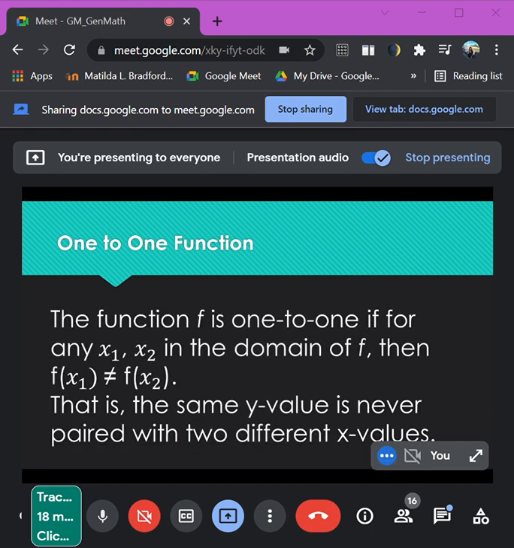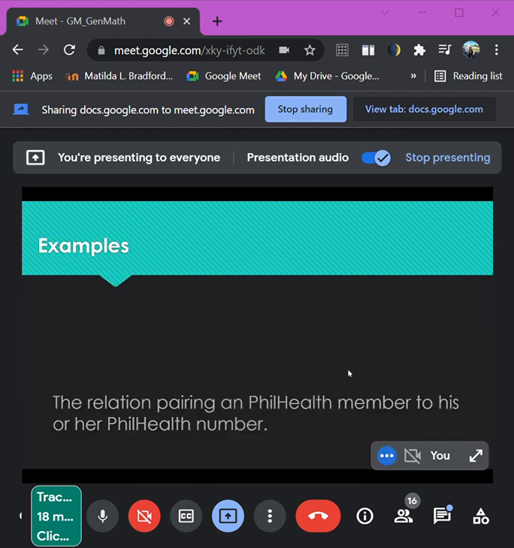So a one-to-one function is a function f if for any x sub 1 and x sub 2 in the domain of f, then f of x sub 1 is not equal to f of x sub 2. That is, the same y value is never paired with two different x values. So when we say one-to-one function class, it should not have the same values of x and the same values sa imuhang y. Okay?